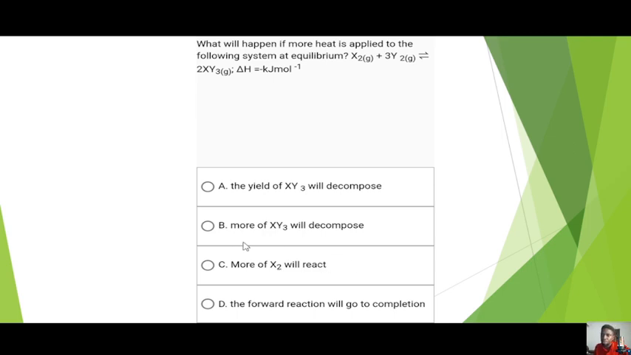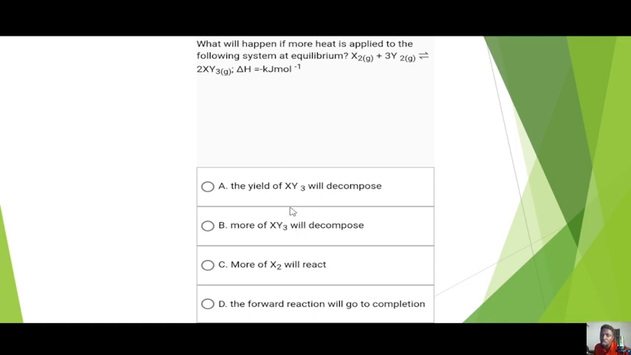Then we have B. More of XY3 will be decomposed. Now, remember that backward reaction for XY3 is a decomposition reaction, and that is exactly what will happen. That once it is exo means that we are supposed to have minus here. And minus means that we need to decrease, remove heat. But when they are increasing the heat, it's now going to start going backward. So instead of formation of XY3, you are going to have decomposition of XY3, and that is the answer.